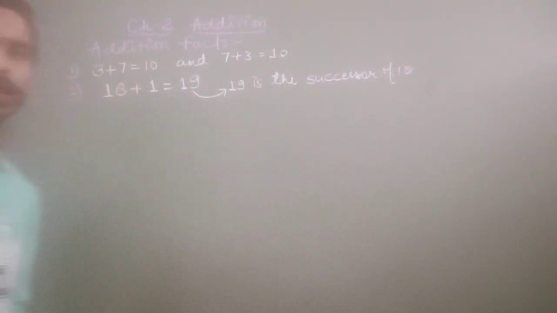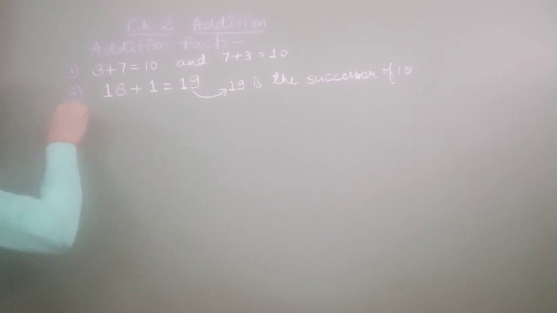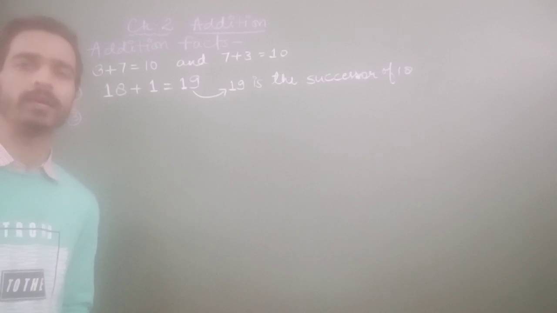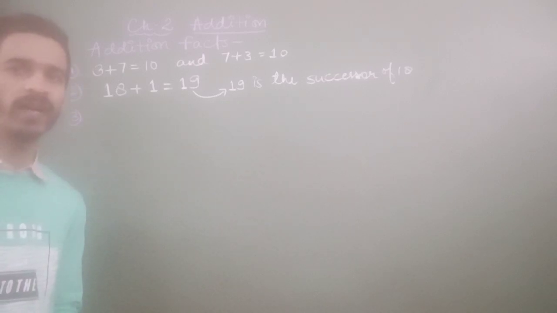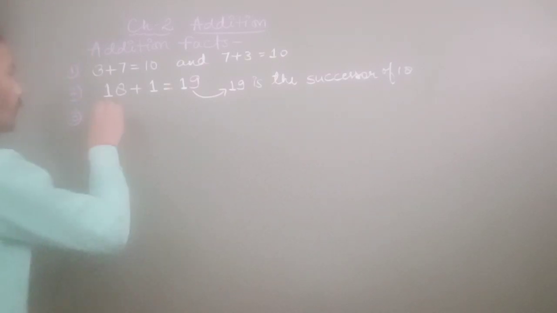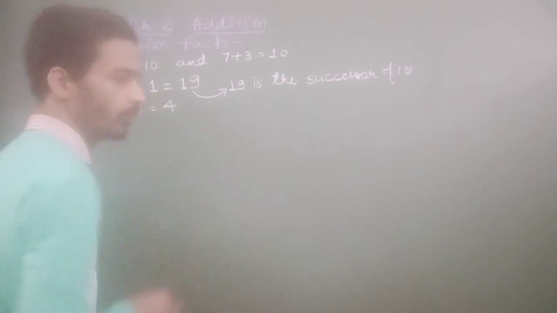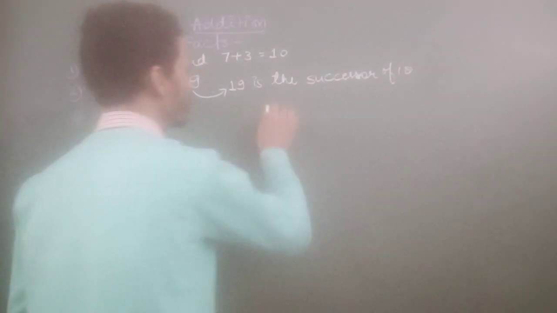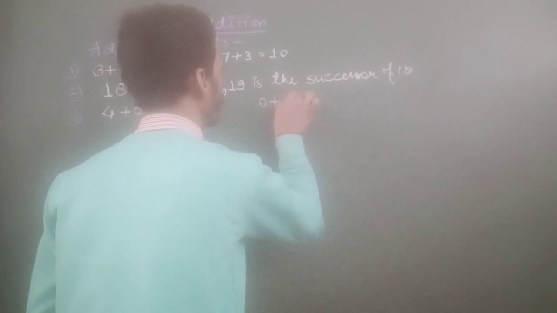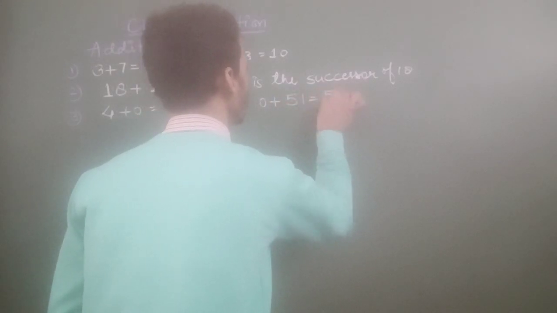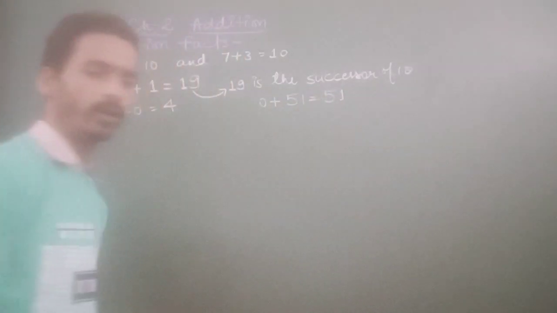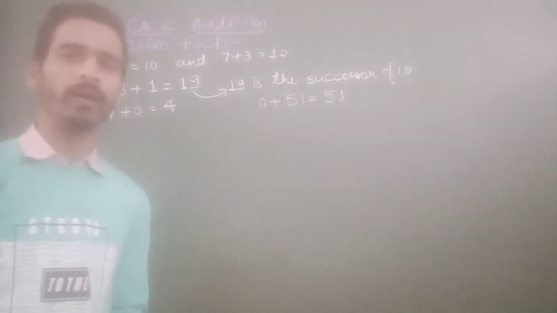The next addition fact is when 0 is added to a number, the sum is the number itself. Like 4 plus 0 is equal to 4, and 0 plus 51 is equal to 51. So you can see here that when 0 is added to a number, the sum is the number itself.